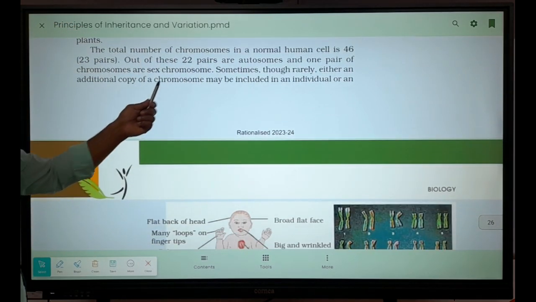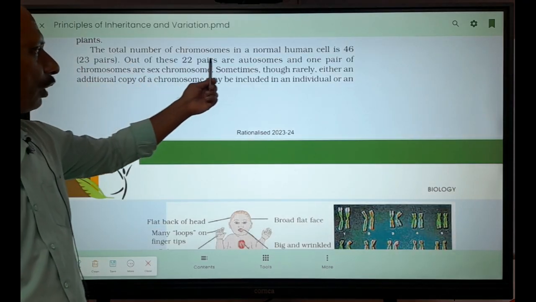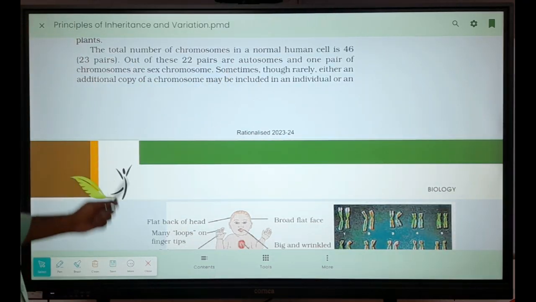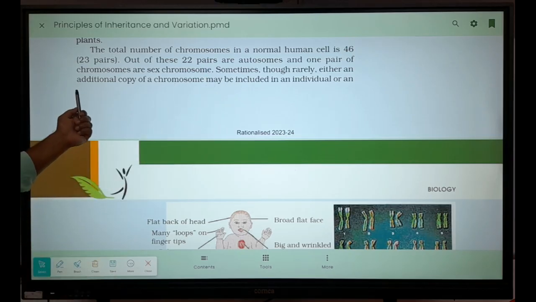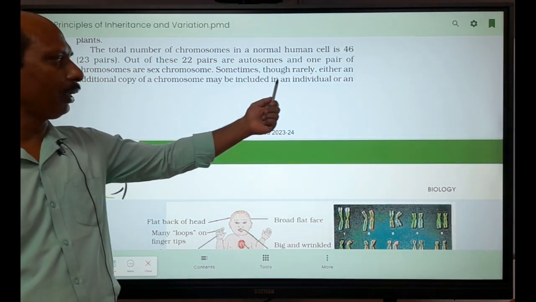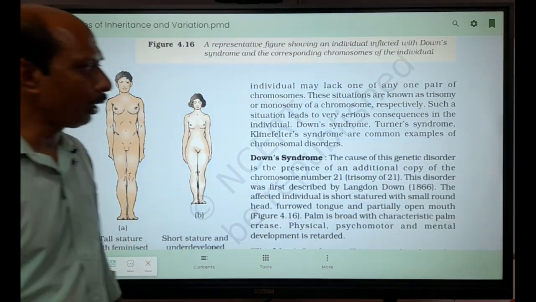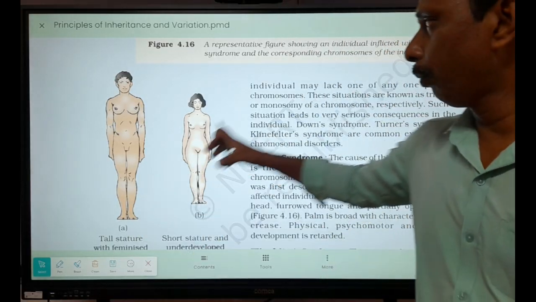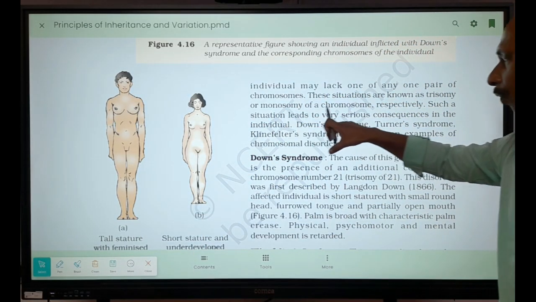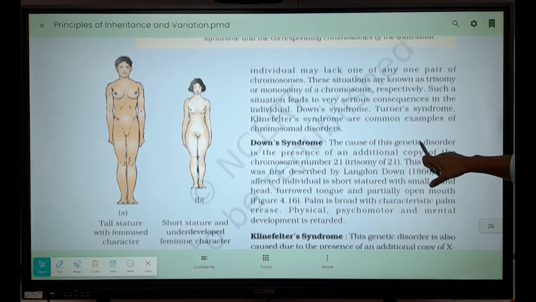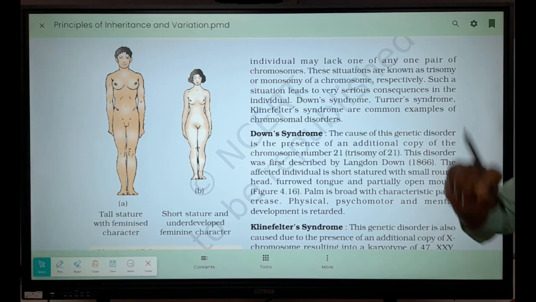The total number of chromosomes in a normal human cell is 46, that means 23 pairs. Out of these, 22 pairs are autosomes and 1 pair is sex chromosomes. Sometimes, very rarely, an additional copy of a chromosome may be included in an individual, or the individual may lack one of the chromosomes of a pair. This situation is known as trisomy or monosomy of a chromosome, respectively. Trisomy means when an extra chromosome comes. Monosomy means when one chromosome is removed.